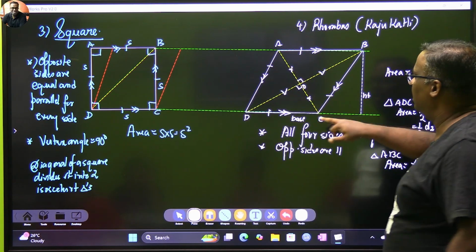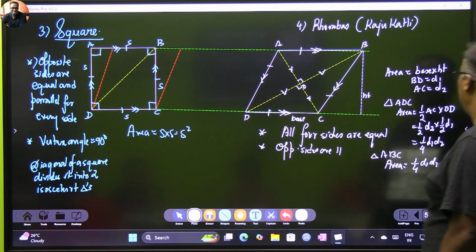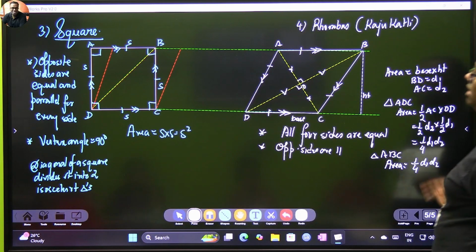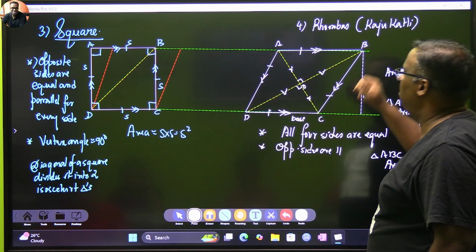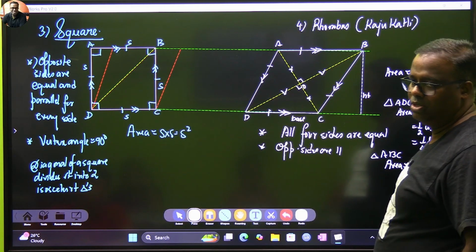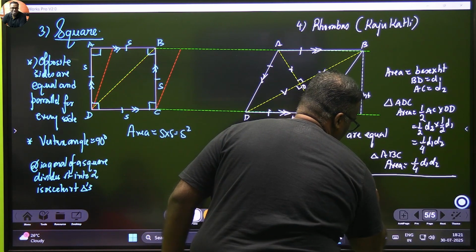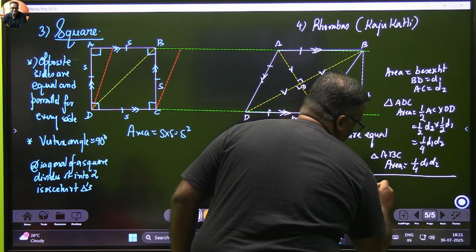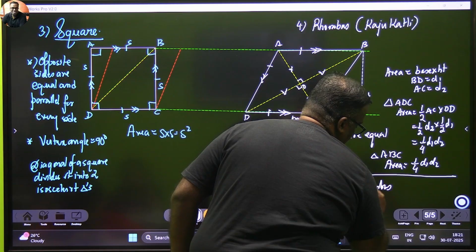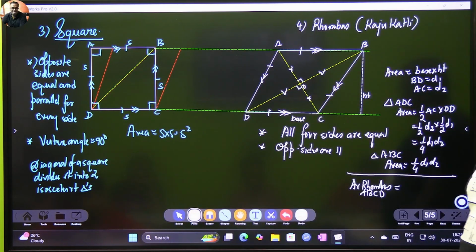Look at this triangle. This is my base. So half into AC, that is half into D2, multiplied by OB. OB is half of D1. So it becomes 1/4 D1 D2. Now the area of rhombus will be when we add these both. Area of rhombus. ABCD. Don't you think you will add both the areas?